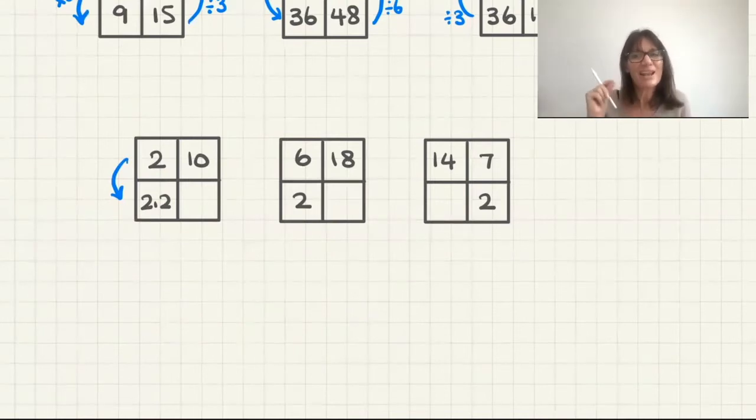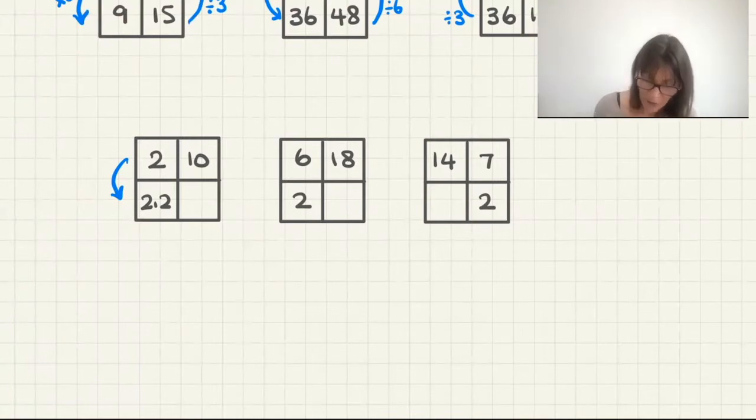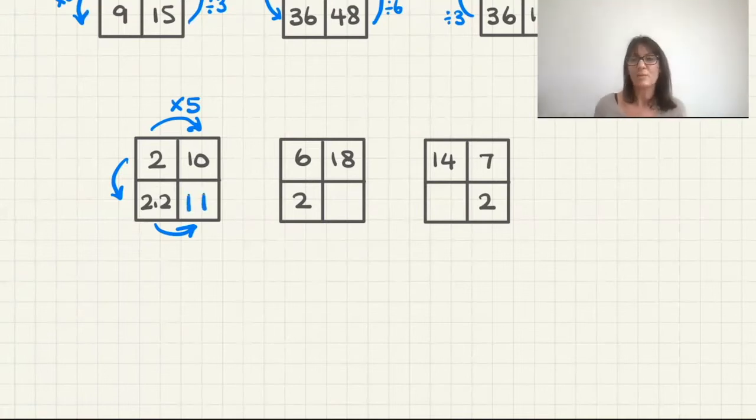But this is why I love the box, because the box doesn't just work going downwards, it works going across as well. So if I haven't got a good one this way, I can look that way and I can see that that is times by 5. So I need to times that by 5. Okay, so 2.2 times 5. I mean, if you didn't have a calculator, then you would just set it out and work it out as a sum, maybe in a column method or whatever.